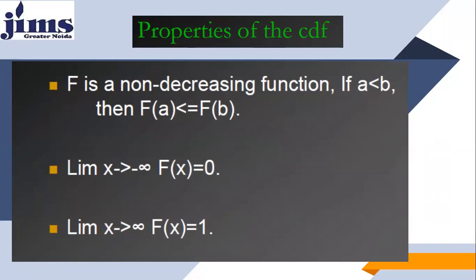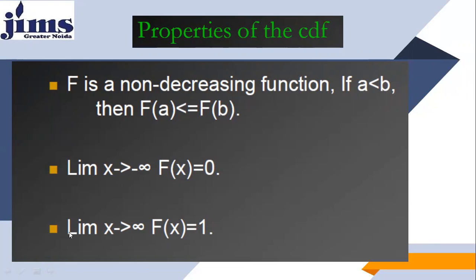Properties of CDF. F is a non-decreasing function. If a is less than b, then F(a) is less than or equal to F(b). Look at this first property. If a is less than b, then the cumulative distribution function of a is always less than or equal to the cumulative distribution function of b. This is your first statement.